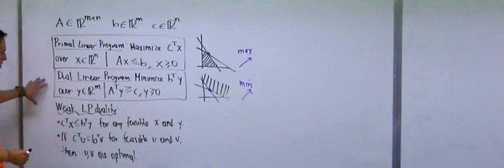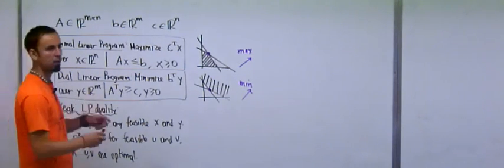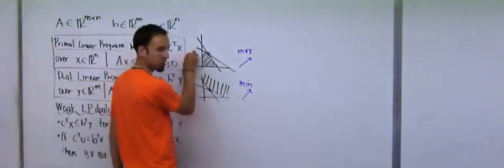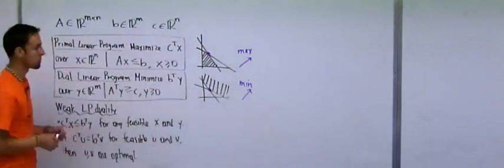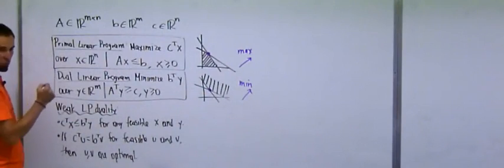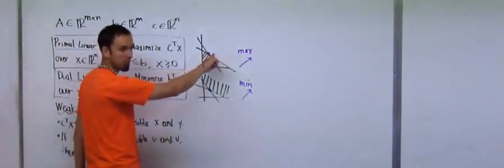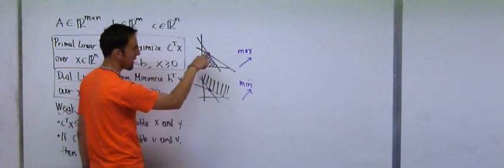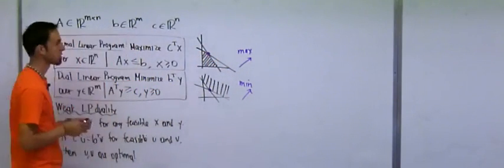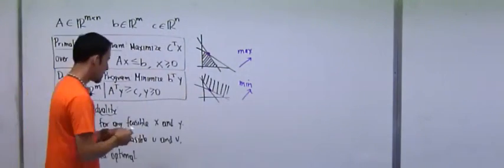Then I told you about strong linear programming duality, which said that if you have an optimal solution here, then you have an optimal solution here, and the value is the same. Remember, when I talk about optimal solution, I talk about the point where the solution takes place. When I talk about the optimal value, I mean the value of the function at this point. So that's where we were.